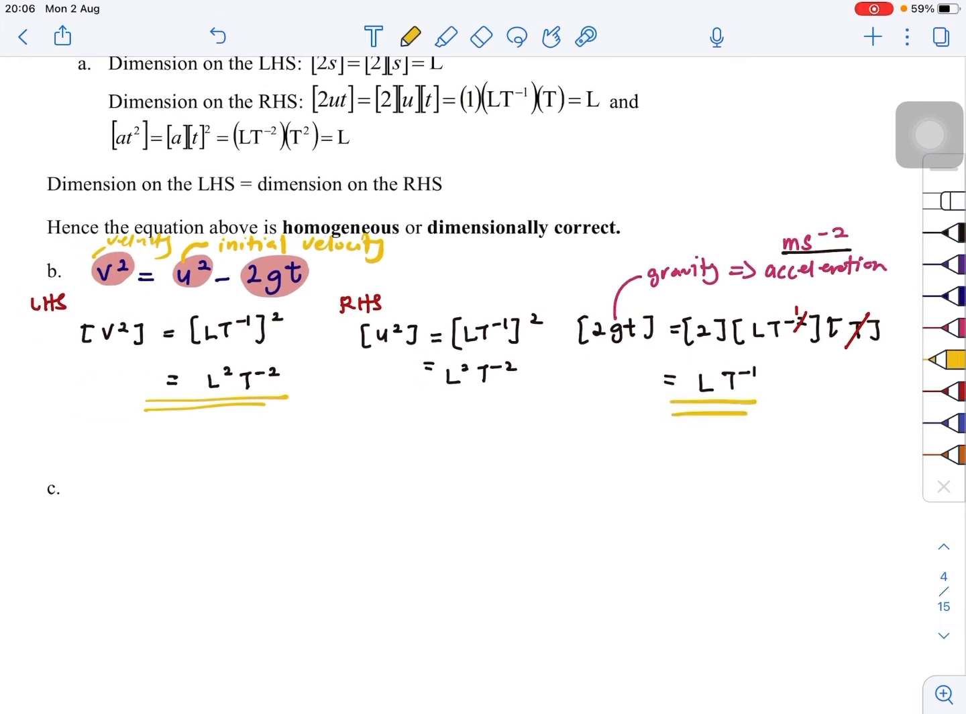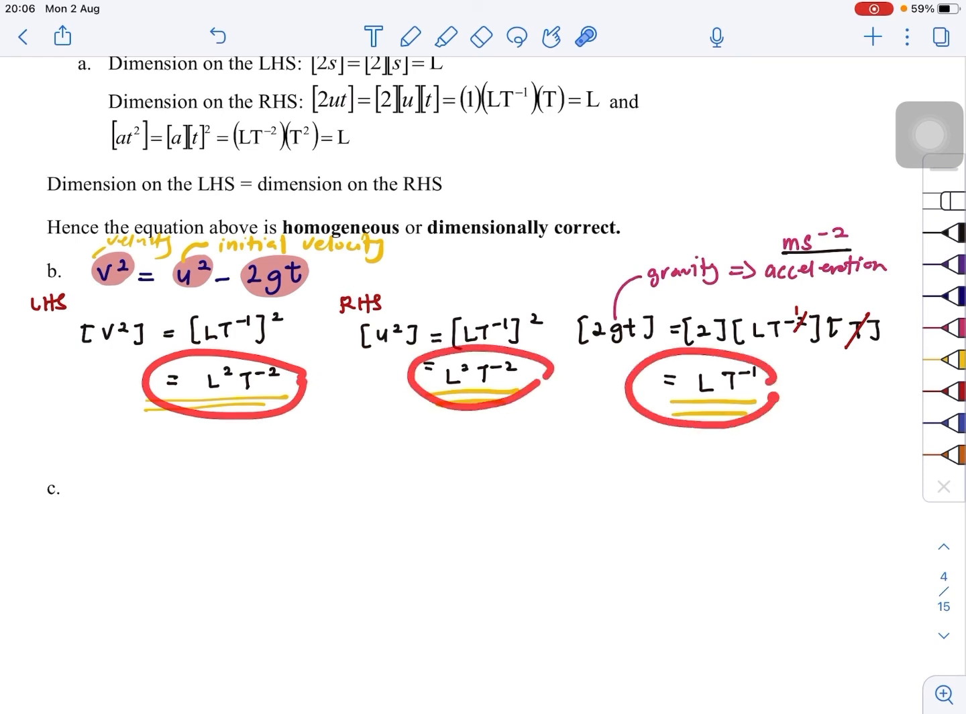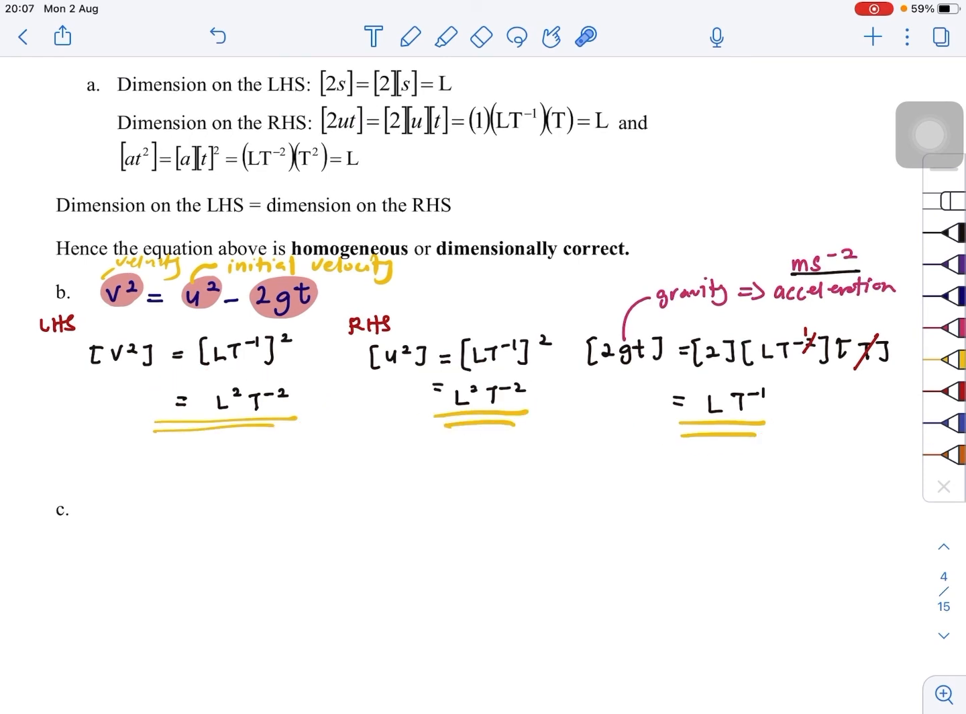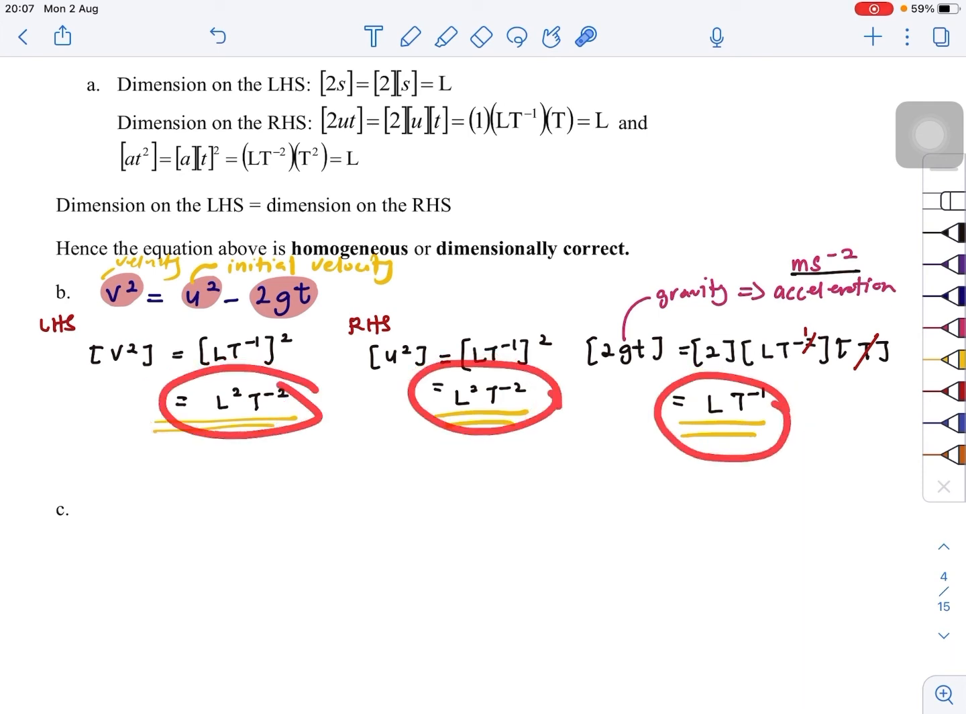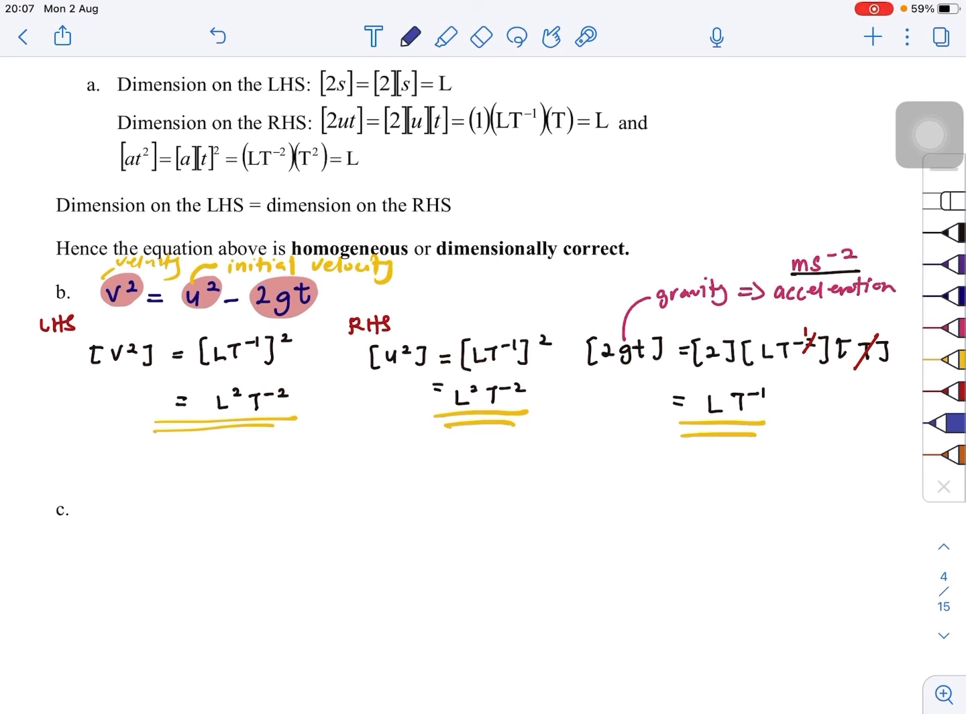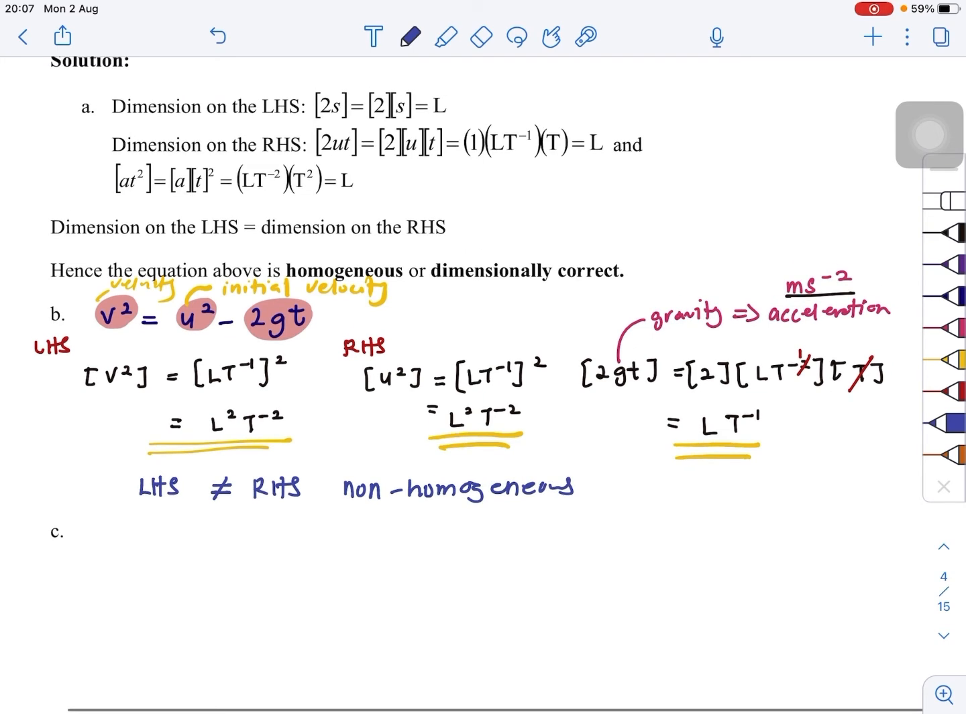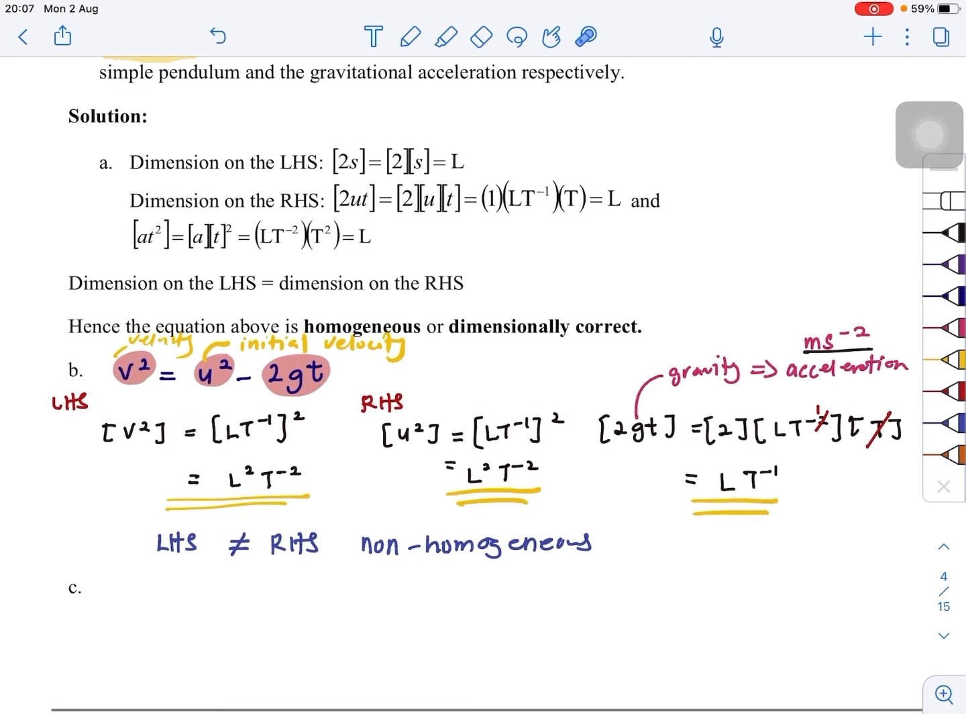Okay, so as you can see here, all of this dimension ni sama dengan ni, tetapi tidak sama dengan ni. So like I said earlier, all of the term must have the same dimension. Dia mesti all of this sama. So kalau semua ada salah satu tidak sama, bermaksud this equation is not homogeneous. So left hand side is not equal to right hand side, meaning that it is non-homogeneous. Okay, so that's the question B.